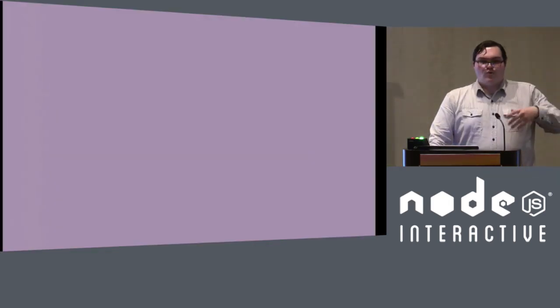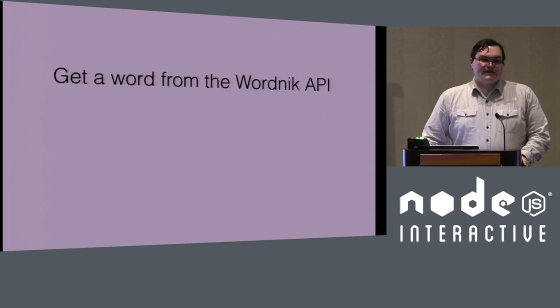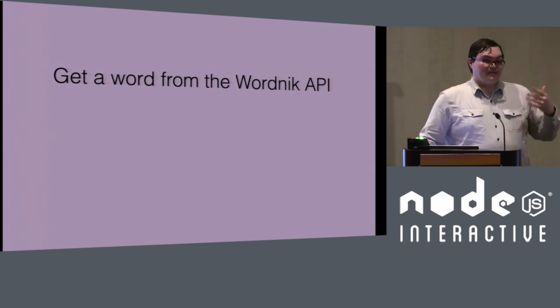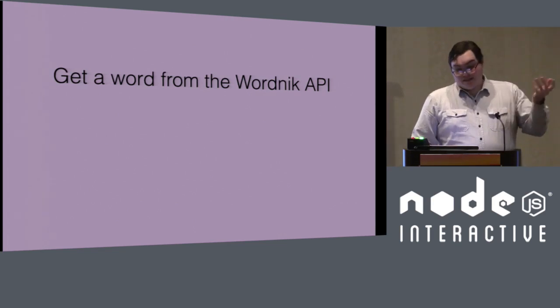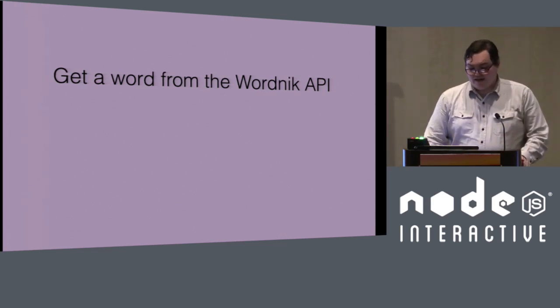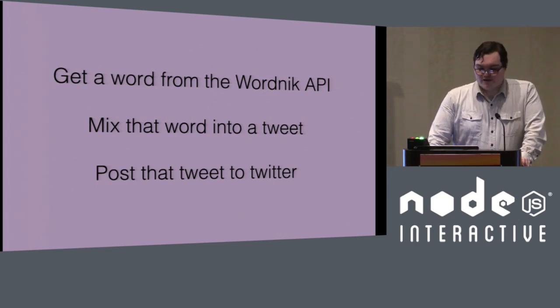And so how is this bot built? What is it going to do? It's going to do 3 things. It's going to get a word from the WordNik API. WordNik is this really amazing online free dictionary that has, for developers, for this kind of work, effectively an unlimited API. We're going to mix that word into a tweet, and we're going to post that tweet to Twitter.